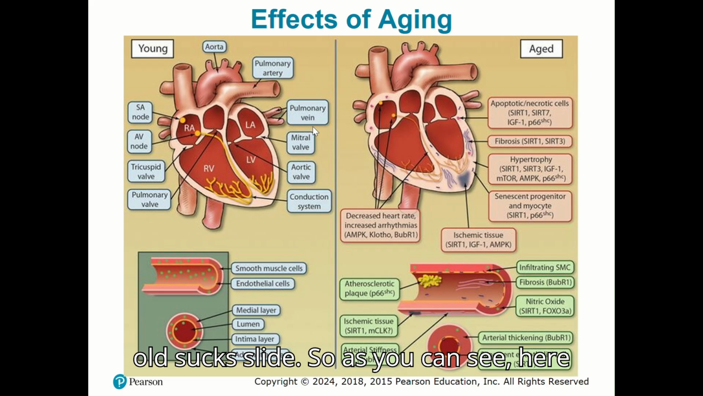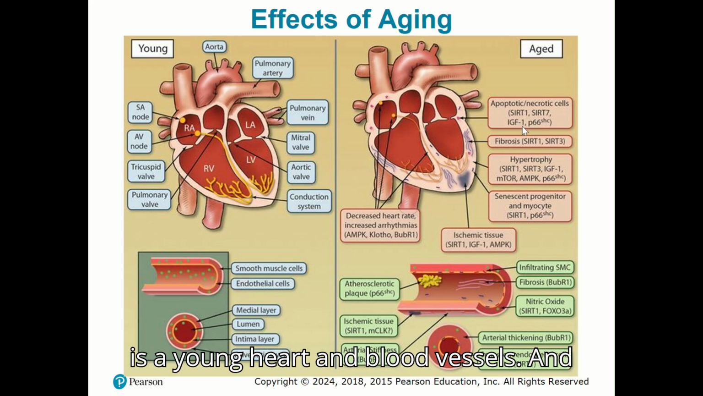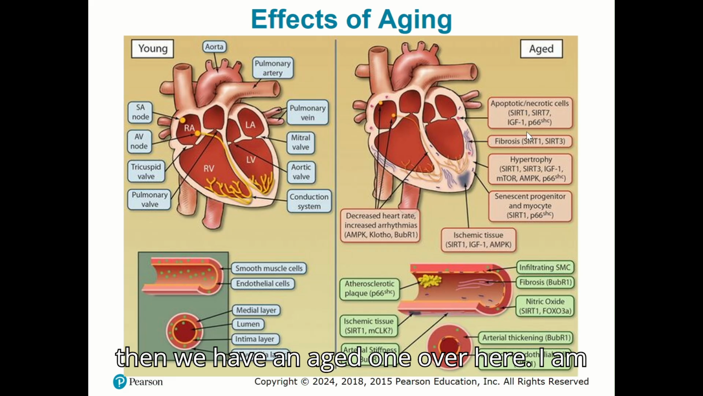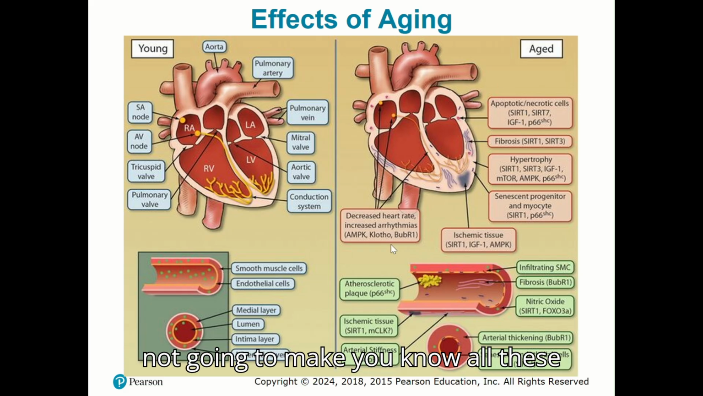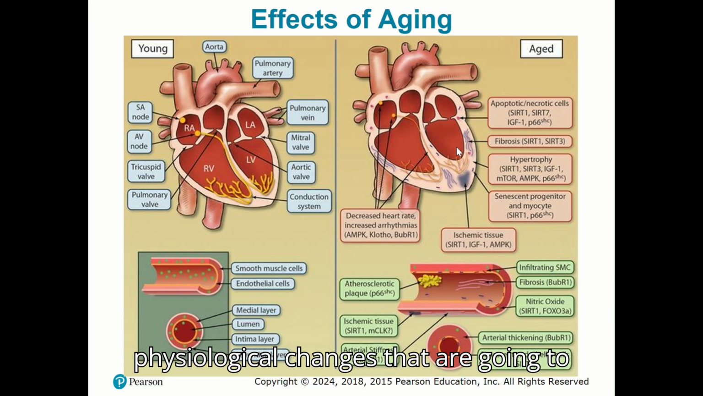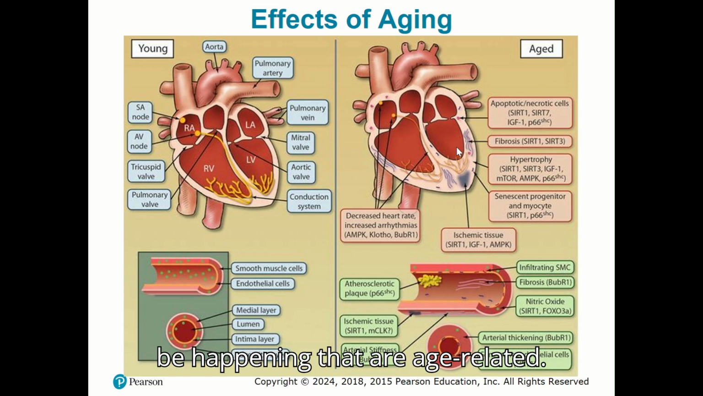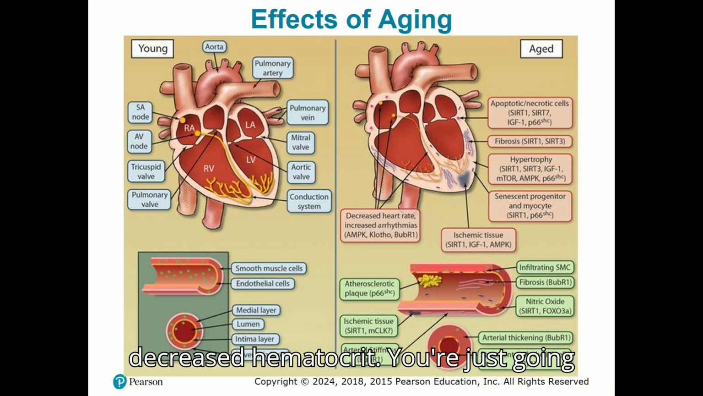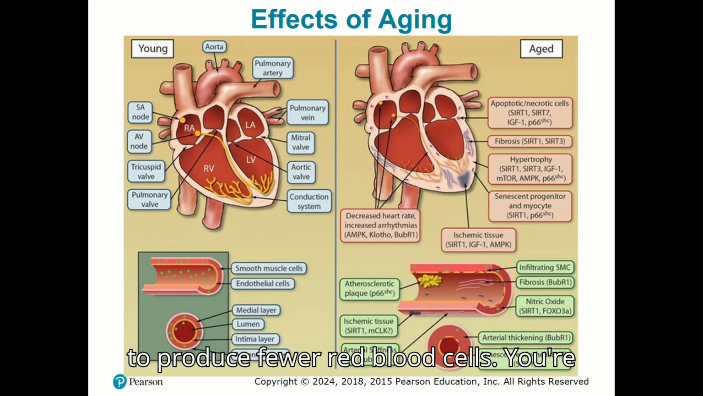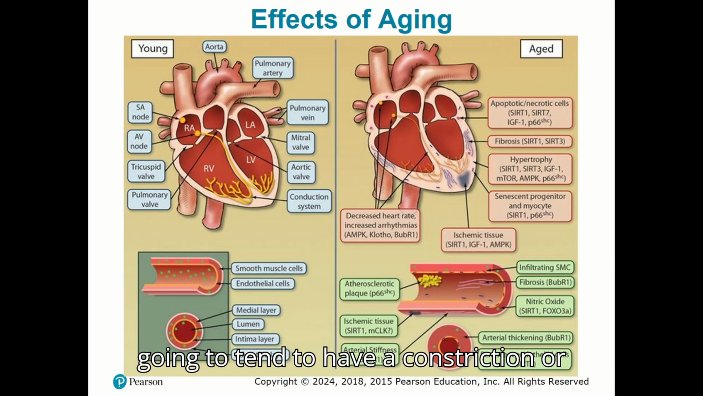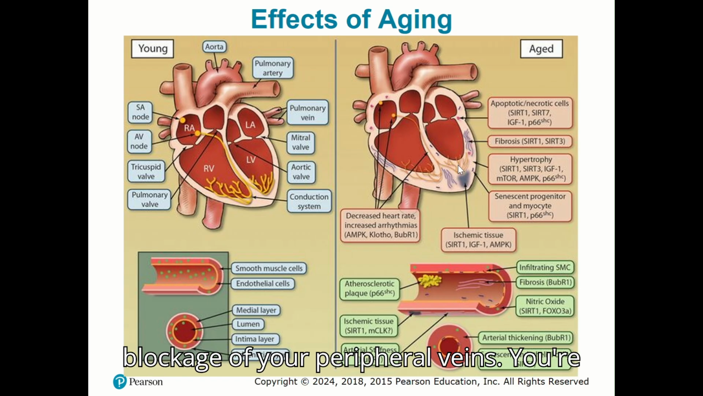So as you can see, here is a young heart and blood vessels, and then we have an aged one over here. I am not going to make you know all these different things in here, but there are physiological changes that are going to be happening that are age-related. So for instance, you're going to have a decreased hematocrit. You're just going to produce fewer red blood cells. You're going to tend to have a constriction or blockage of your peripheral veins.